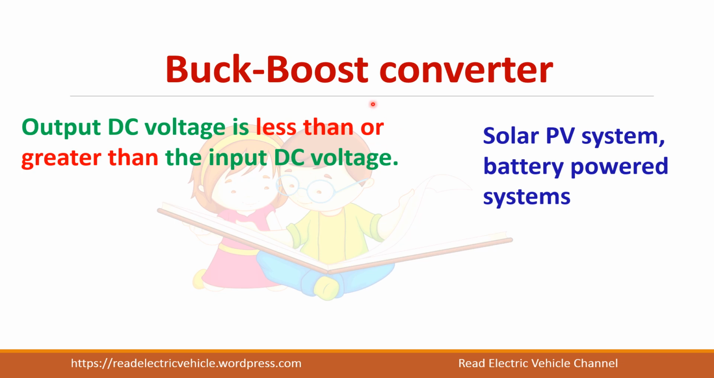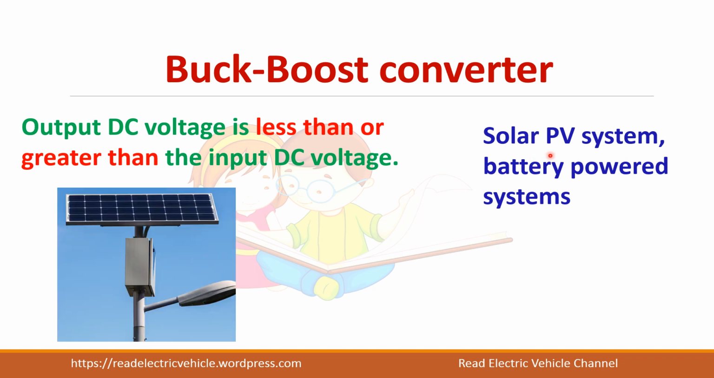The main applications of the buck boost converter are solar PV systems and battery power systems. These two are basically DC sources whose voltage may change. Solar can have a fluctuating DC, and battery voltage, as you know, changes depending upon the charging level. If you want to maintain a constant voltage across the load, suppose the input voltage is less, you can perform a boost operation and give the required voltage to the load. And if you have a higher voltage, you can do buck operation and give the required voltage to the load.